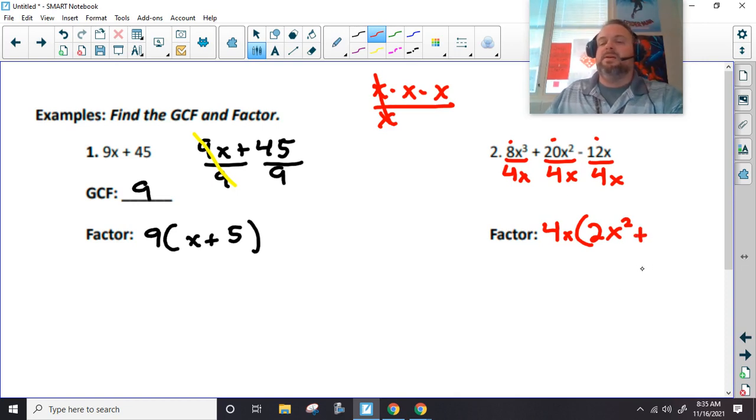Okay. What is 20 divided by 4? 5. How many x's are going to be left after I take one of them out? And this is a minus, so there's going to be a minus here. What is 12 divided by 4? 3. What about the x's? They cancel, yeah. So we're done.